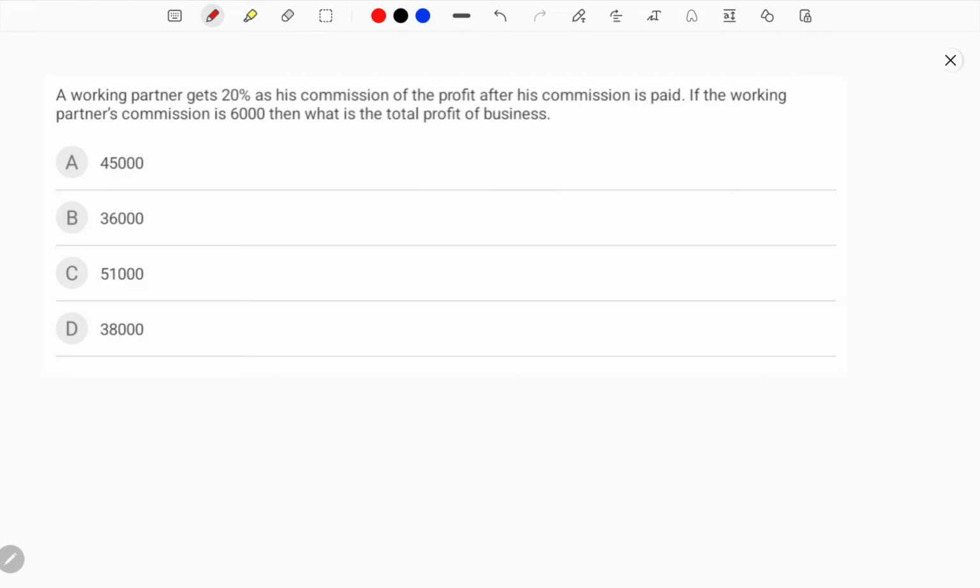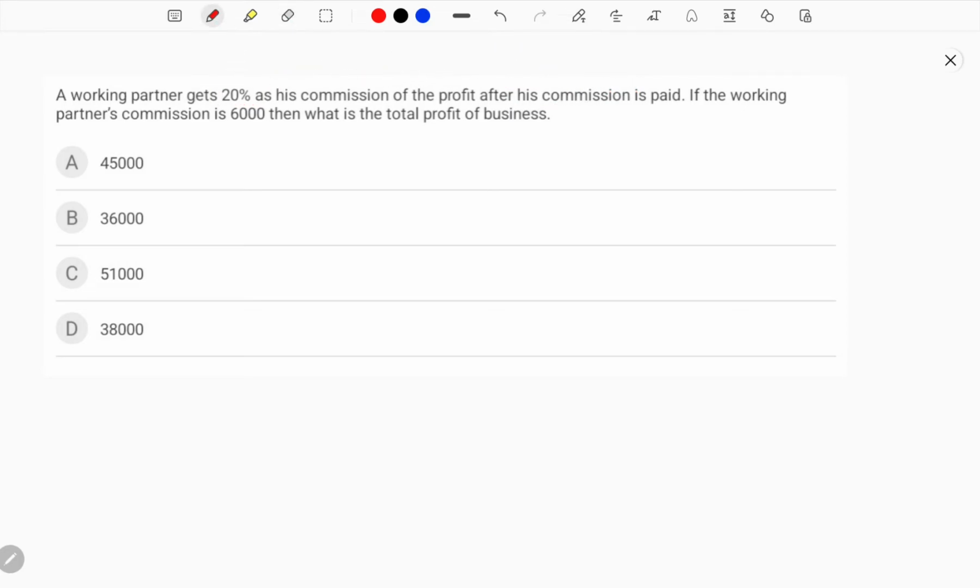Okay students, let me solve the other question. The working partner gets 20% as his commission of the profit after the commission is paid. See here, after the commission is paid, he will be getting 20%. If the working partner's commission is 6,000, what is the total profit of the business?